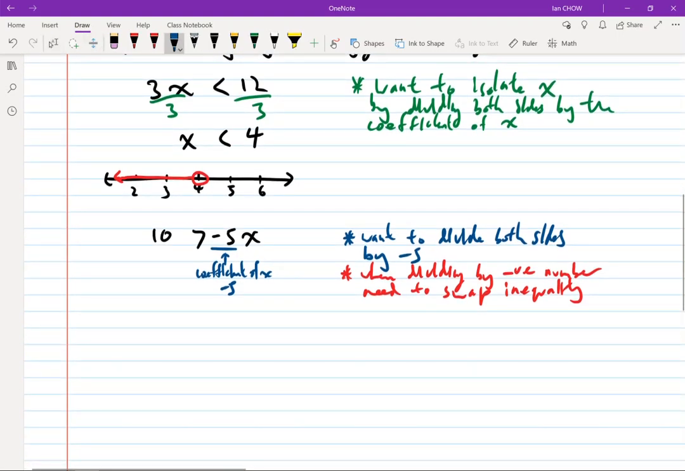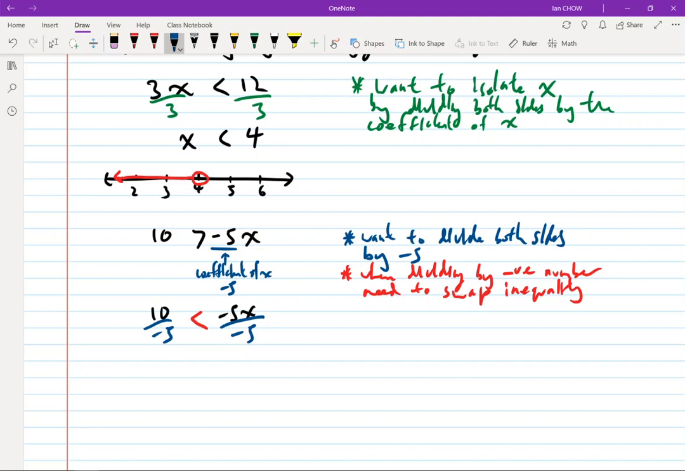So first of all, if we're dividing by a negative number, I need to show all of my working out at the same step because we're doing two things at the same time. We're dividing both sides by a negative number, which means we're going to swap the inequality, and then we have our negative 5x divided by negative 5, and our 10 divided by negative 5.